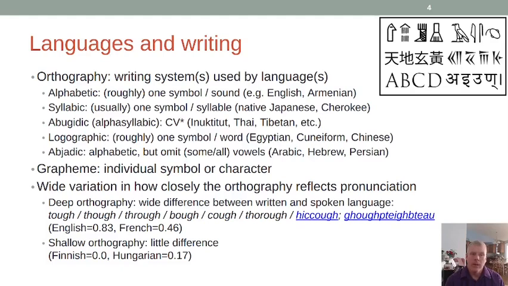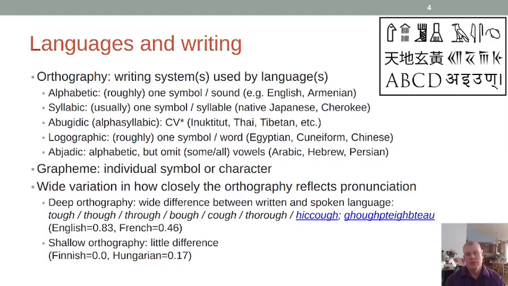Or you can have a logographic system, like we mentioned, where it's roughly 1 symbol per word or idea, like Chinese and Egyptian. Or you can have some writing systems that basically just have the consonants and have omitted all or some vowels, like Arabic and Hebrew and Persian. And so the word grapheme is a technical linguistic term that means a symbol or character. And there's wide variation in how closely the orthography reflects the pronunciation, like I mentioned.